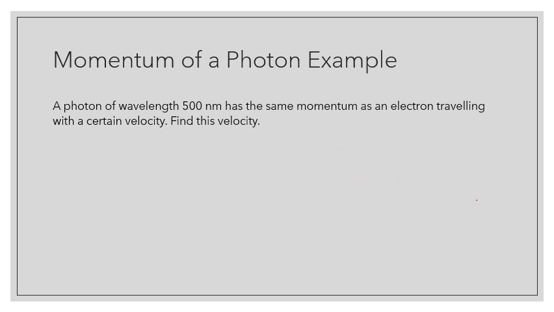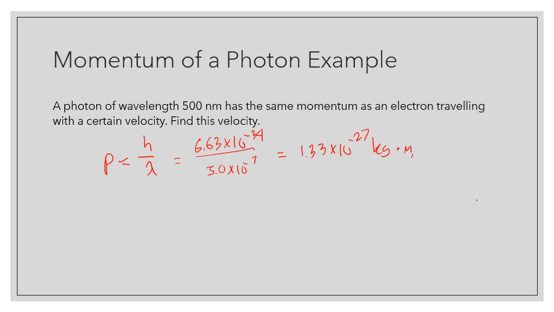Here's an example of a question that deals with the momentum of a photon. A photon of wavelength 500 nanometers has the same momentum as an electron traveling with a certain velocity. Find this velocity. First we should find the momentum of the photon. So I have this equation: p is equal to h over lambda. So that's equal to 6.63 times 10 to the negative 34 over 500 nanometers, so 5 times 10 to the negative 7. So that comes out to be 1.33 times 10 to the negative 27 kilograms times meters per second.